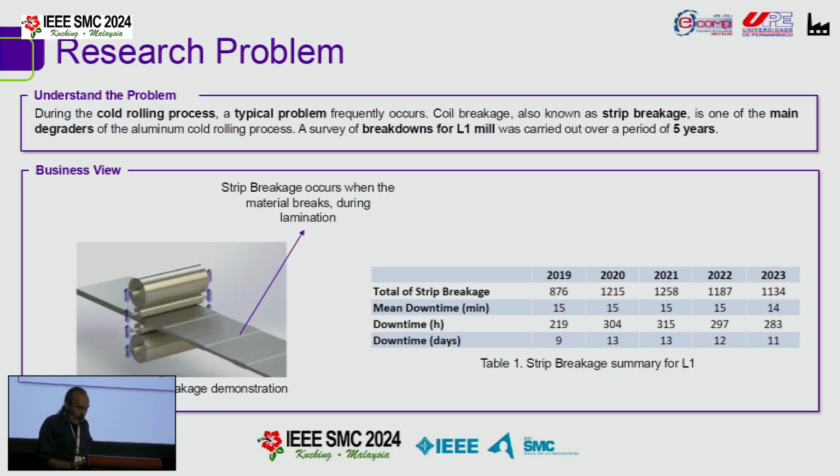And the table results of the survey show a total of breakage about 1,000 per year. Mean downtime in minutes around 15 minutes for each strip breakage. A total downtime in hours and days, representing the real impact of the problem in the business view.